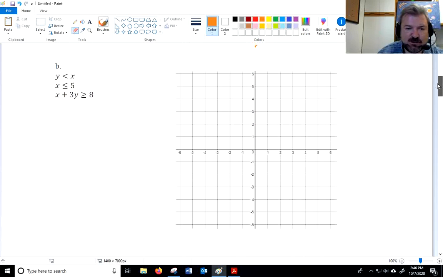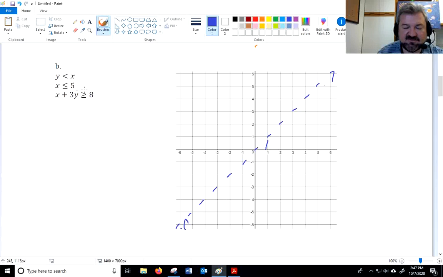All right, let's try another one. I've got y is less than x. Okay, so that's easy to do with slope-intercept form. It just goes through a y-intercept of 0 and a slope of up 1 over 1. And it's y less than, so it'll be a dotted line, and we're going to be shading down below. So I'm going to be shading down this way, right?